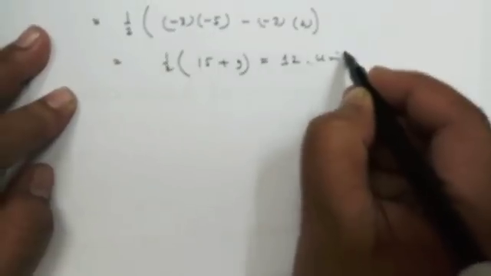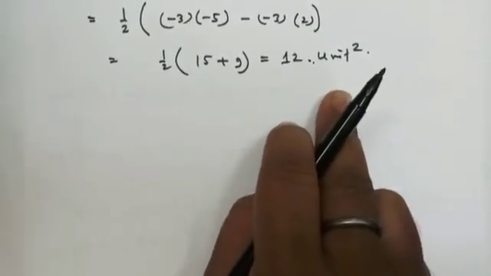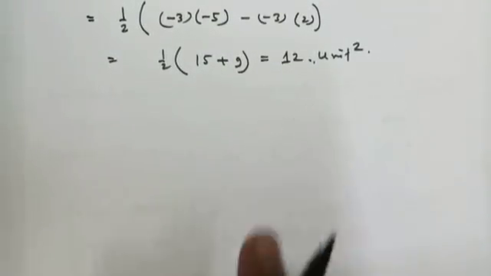Okay, 12 square unit is the area of quadrilateral.